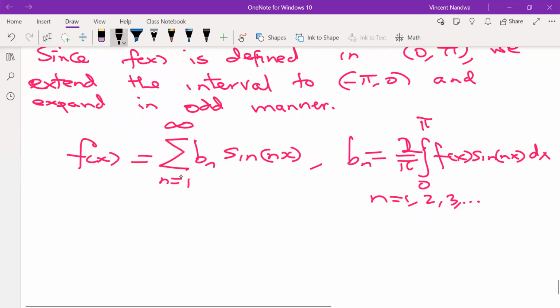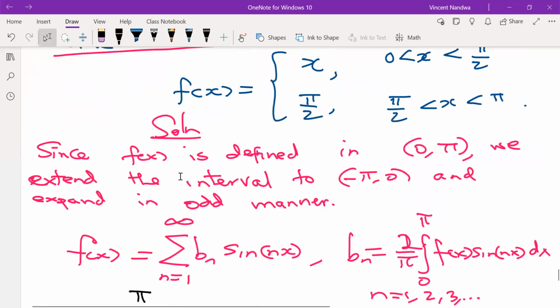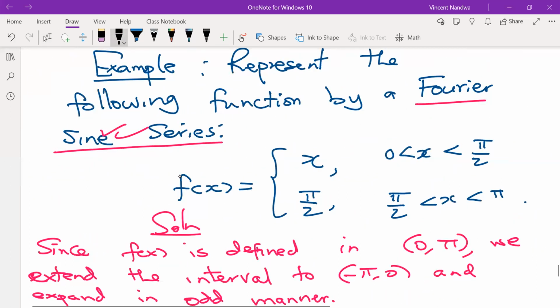Now, Bn is going to give us 2 over pi, integrating from 0 to pi our function f of x times sine of nx dx. But remember, from 0 to pi there are two formulas. From 0 to pi over 2, we have x, and from pi over 2 to pi, we have pi over 2. We are going to split the integral.